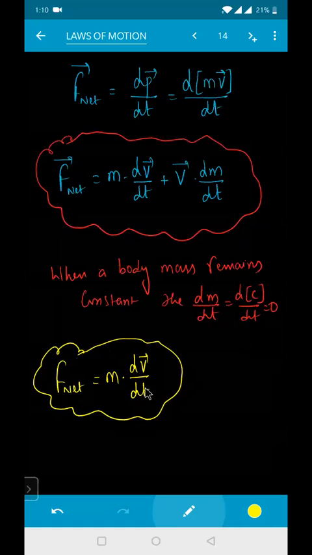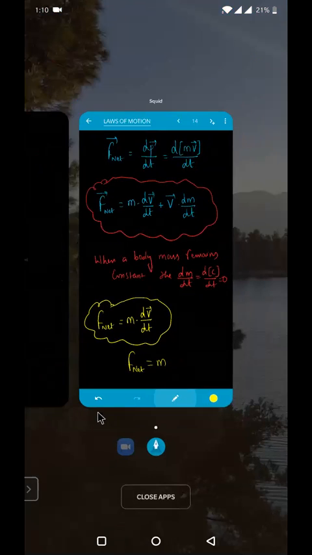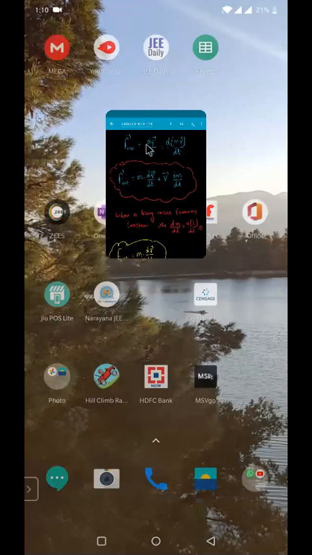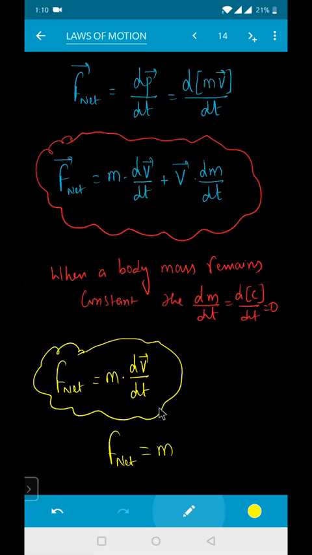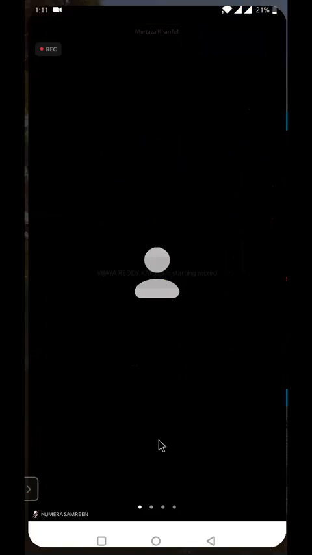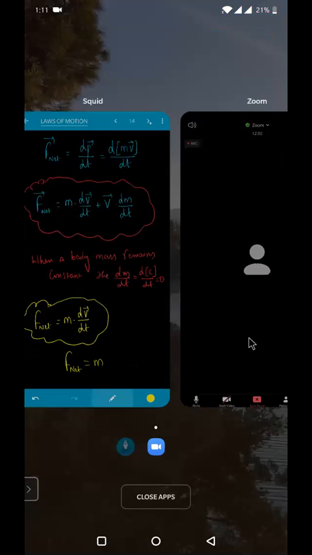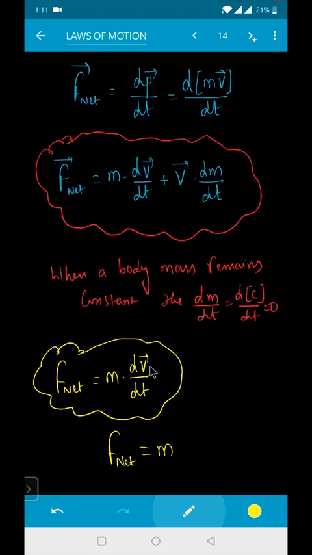Now dv by dt is what, beta? Can anyone tell me? What is dv by dt? Am I audible to everyone? Yes, sir. Then what is velocity by time, beta? dv by dt. Velocity by time is what?